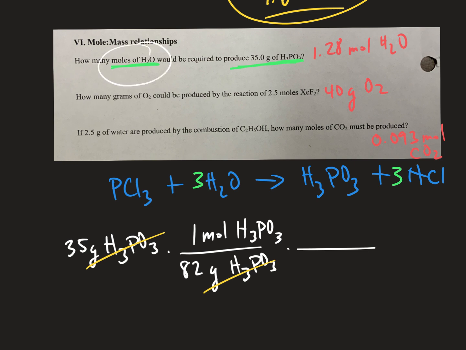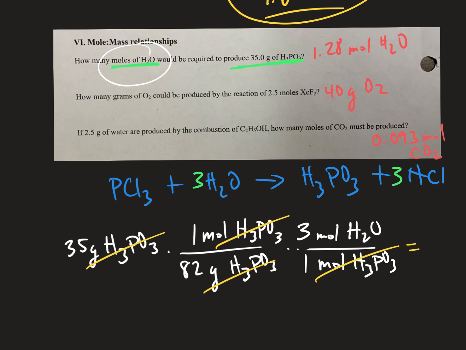So how do we go from moles of one substance to moles of another substance? Mole to mole ratio. What is it? 3 moles of H2O on top, because that's what we're looking for. To how many moles? 1 mole of H3PO3. That goes away. We're left with moles of H2O. That's what we're looking for. That tells us we can stop converting.